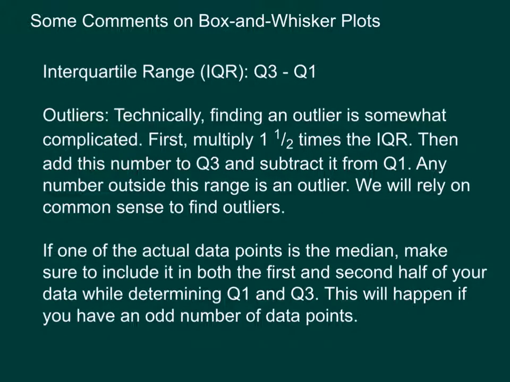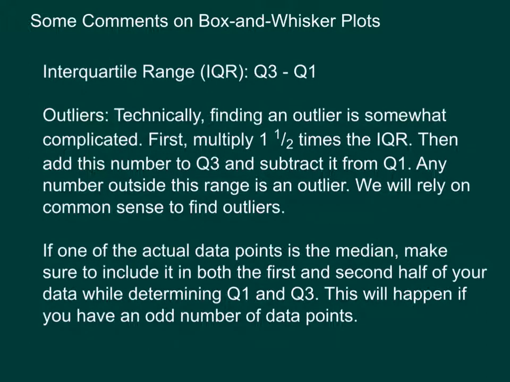Just have a couple of closing comments on box and whisker plots. One thing that you can determine from it is what's called the interquartile range, or the IQR, and we find that just by subtracting Q1 from Q3, as I've indicated here. And what that does is it tells you the range for the middle 50% of the data. A small IQR would tell us that the data is pretty packed in pretty close together. A large IQR would say that it's spread out quite a bit.